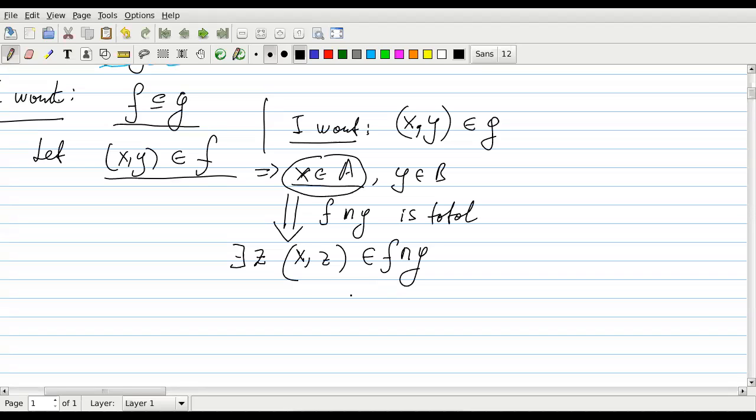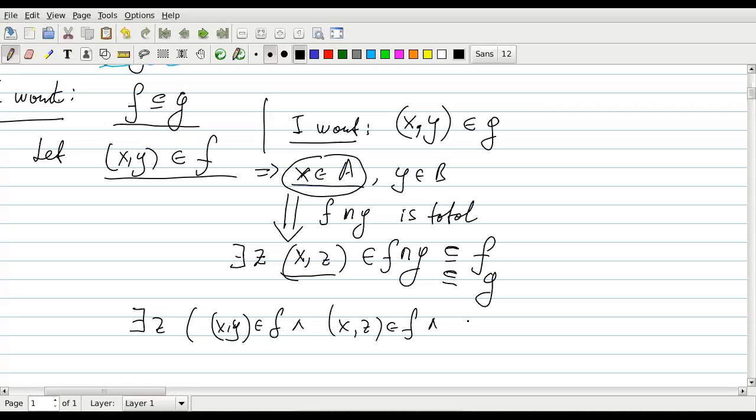But as this is an element of the intersection, the intersection is a subset of F. Is it clear? So this very pair belongs to F. But also this intersection is a subset of which set? Oh, G. So I have the following. For some z, xy belongs to F, xz belongs to F, and xz belongs to G. Do you agree?